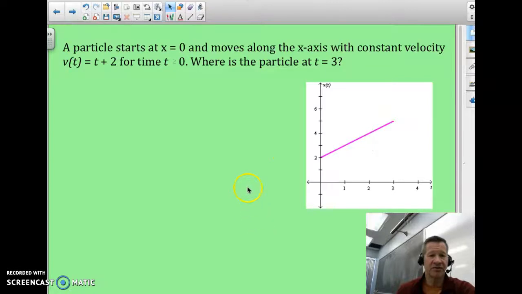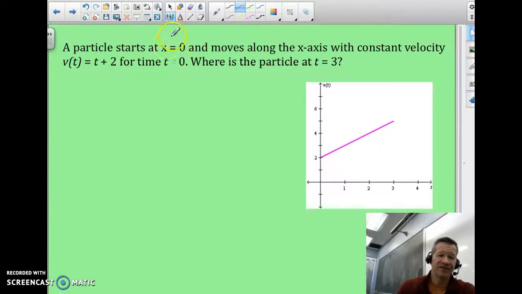Now, on the next page, we have the same kind of situation. We've got a particle starting at x equals 0 and moving along the x-axis with constant velocity v equals t plus 2. So the difference here is instead of the velocity being constant as it was with the train, the velocity is now dependent on time. Also, instead of a train, it's just a particle moving along the x-axis. Where is the particle at t equals 3? So, the velocity stays at t plus 2 all the time, so it depends on t. Where is the particle at time 3?